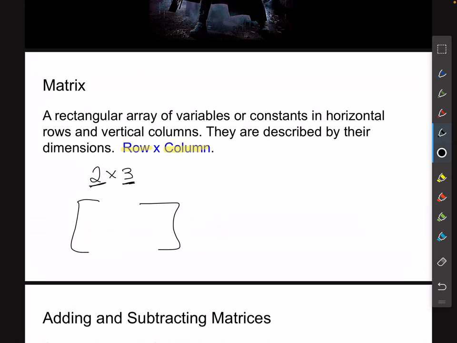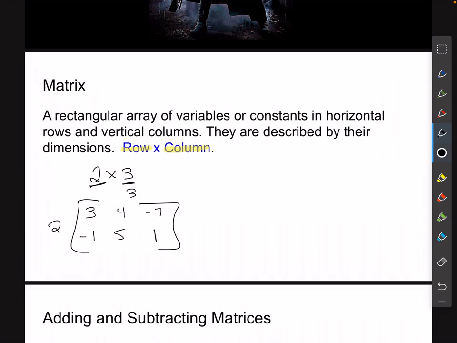All right, so maybe it's like 3 here and a -1 here, and I'm just totally making this up. 4, 5, -7, and 1. Okay, so maybe that's the matrix. It's just a rectangular array of numbers. And this one would be a 2 by 3 because there's 2 rows, 3 columns. And that is very important.